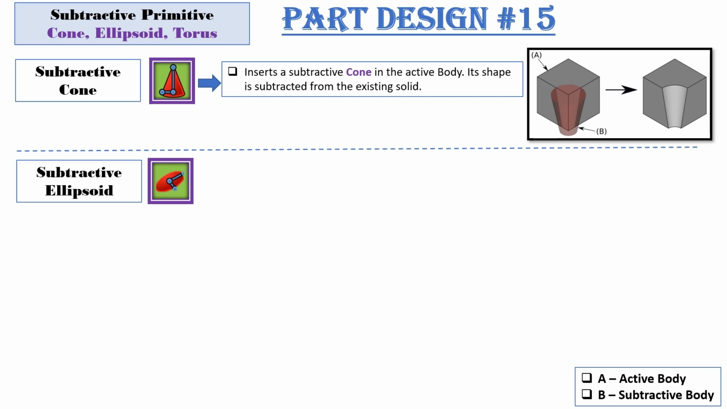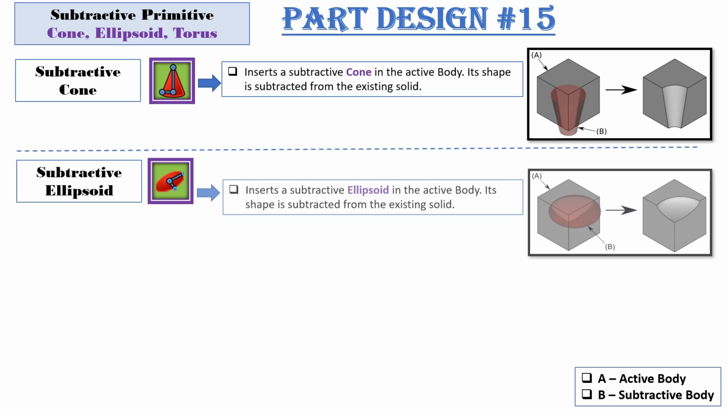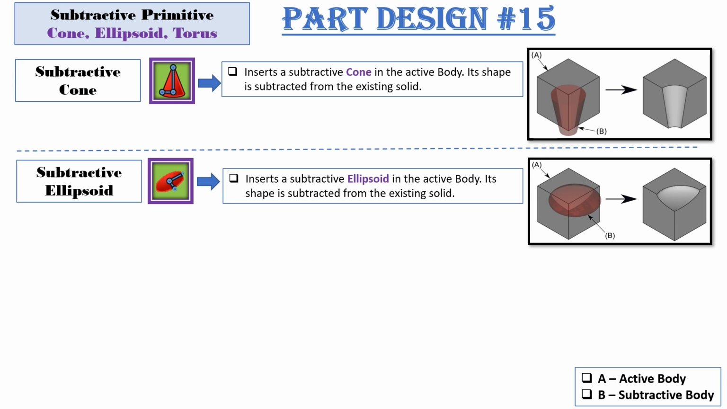The next subtractive tool is called subtractive ellipsoid. Using the subtractive ellipsoid tool is similar to the subtractive cone. In this case, the ellipsoid shape will be subtracted from the existing solid.